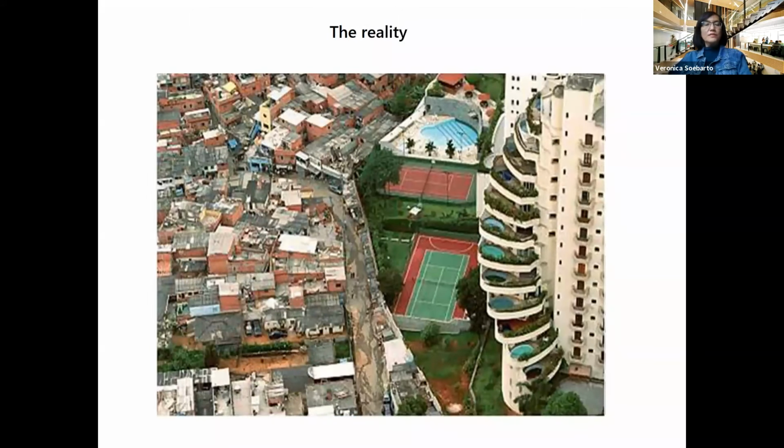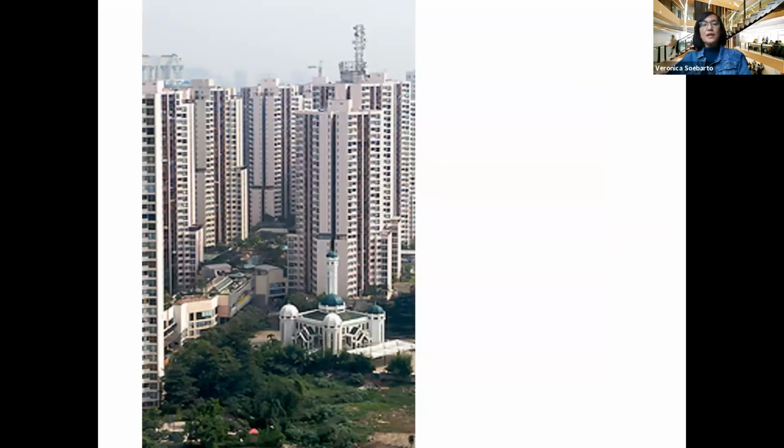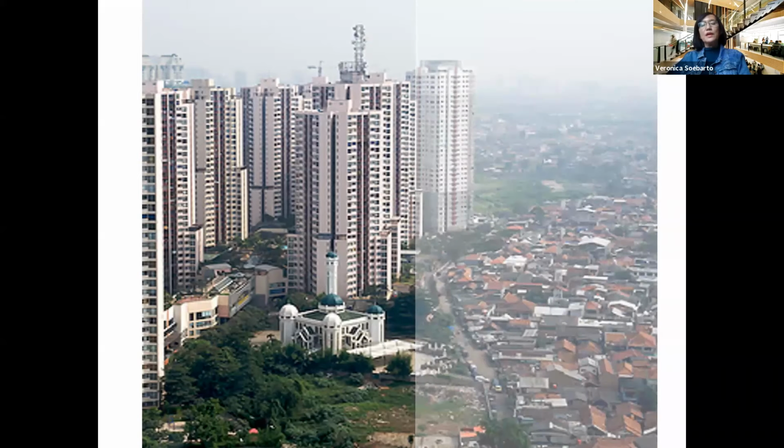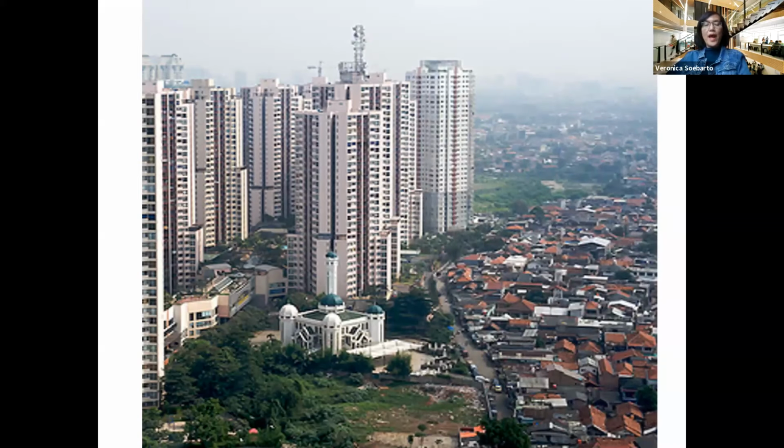And while this image is not from Indonesia, it's actually not that different from what we see, for example, in Jakarta. This is probably what we like to focus on, yet in reality, this is what we have. So how do we ensure that there are different people living in the same community that we also need to consider?